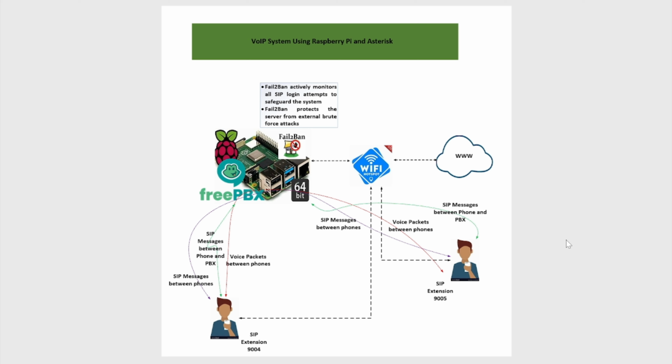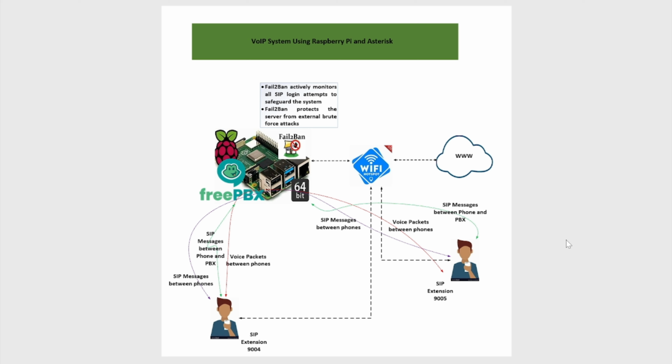So I've already installed the FreePBX on my Raspberry Pi 5, and I've also installed Fail2Ban on the Raspberry Pi 5. So the objective or the goal for this project is to be able to make two SIP calls from one cell phone to another using the FreePBX.